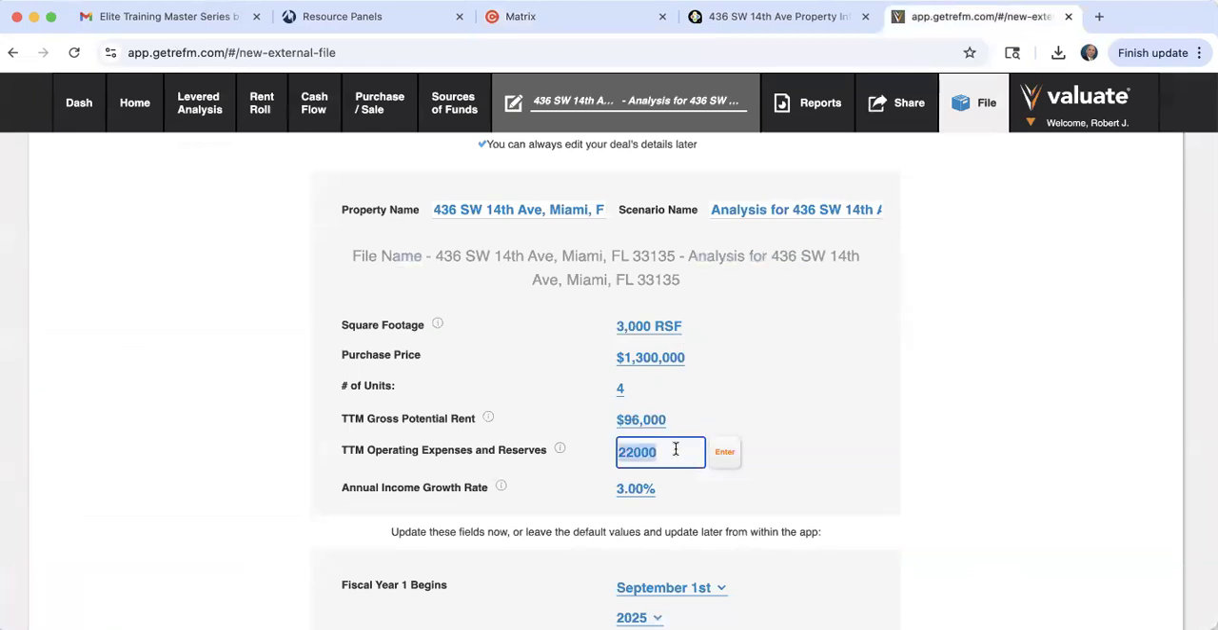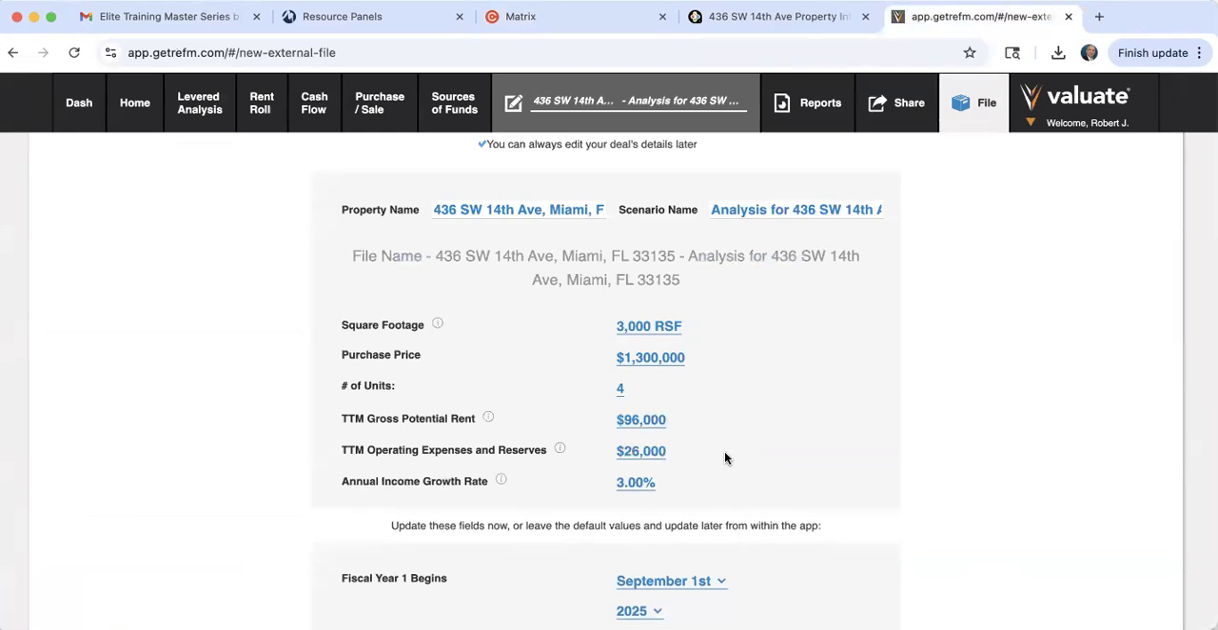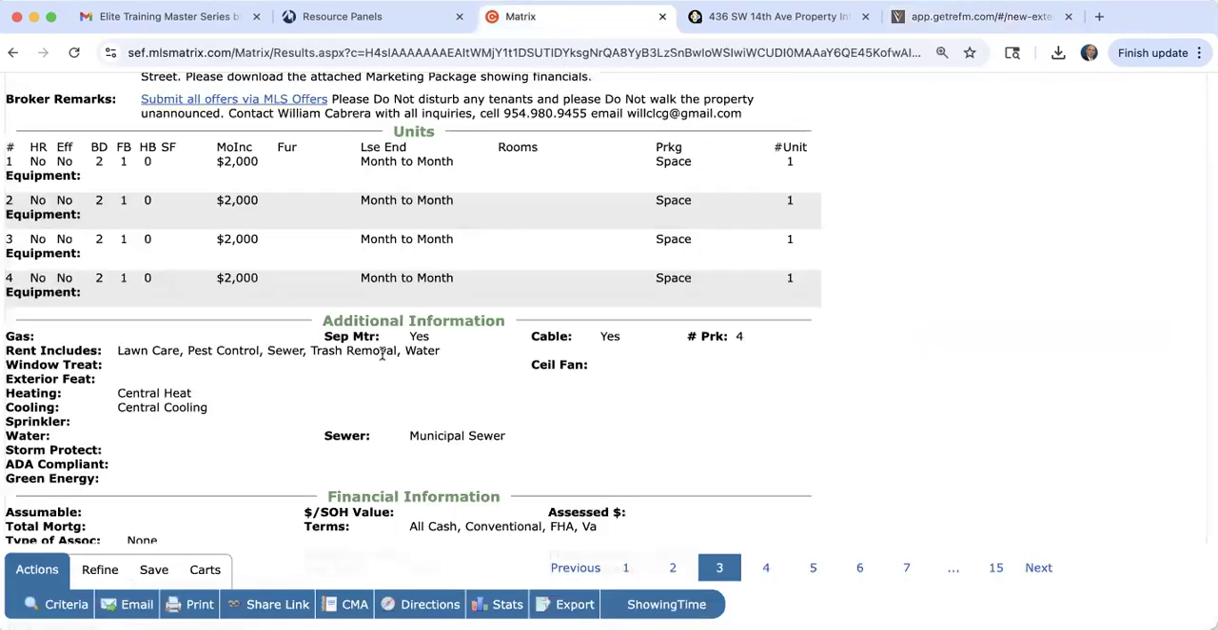Let's just round it off to $26,000. All right. And that's going to be our expense. What else do we have to pay for? Lawn maintenance. Let's say we hire a landscaper to come once a month or maybe twice a month. Let's say our once a month cost for landscaping here.